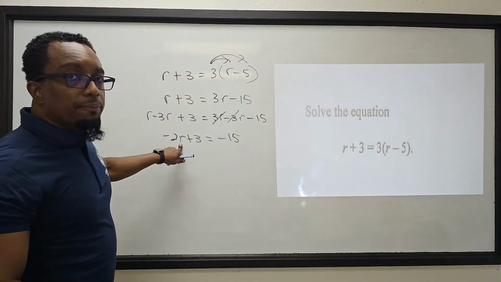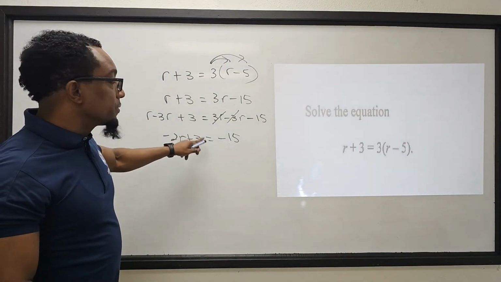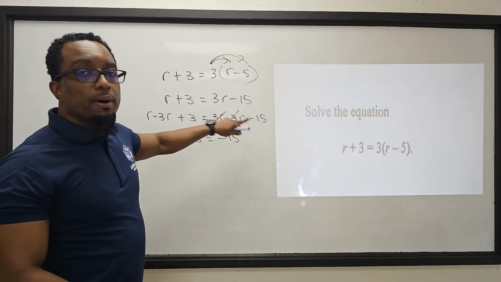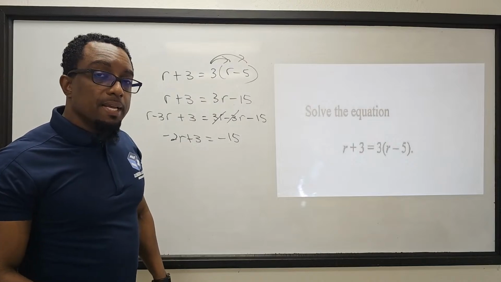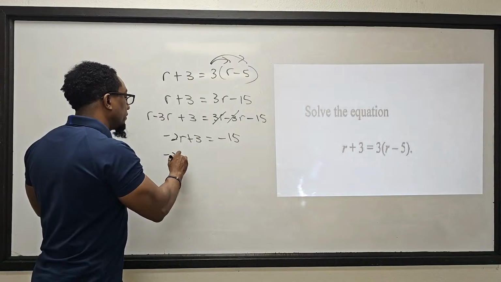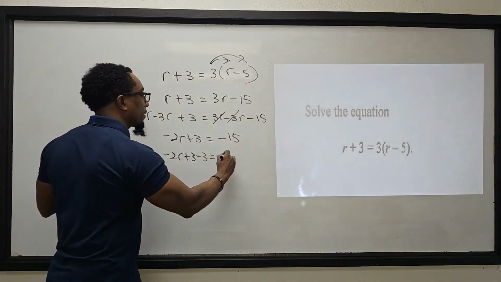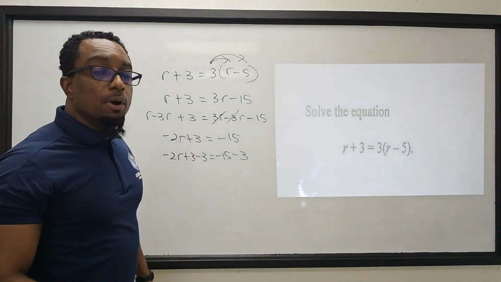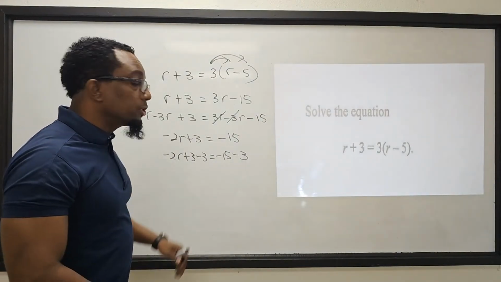Let me solve for r. So the first thing I'm going to do is to remove positive 3. How do I remove positive 3? You can bring it over on the other side of the equal sign as negative 3, or you can subtract 3 from both sides. Because it's positive 3, it will be opposite in operation, which is to subtract 3.